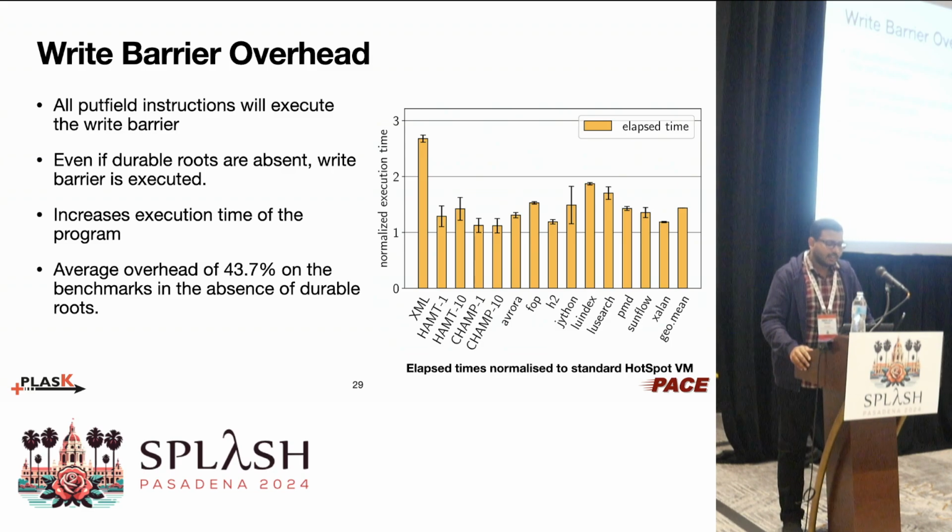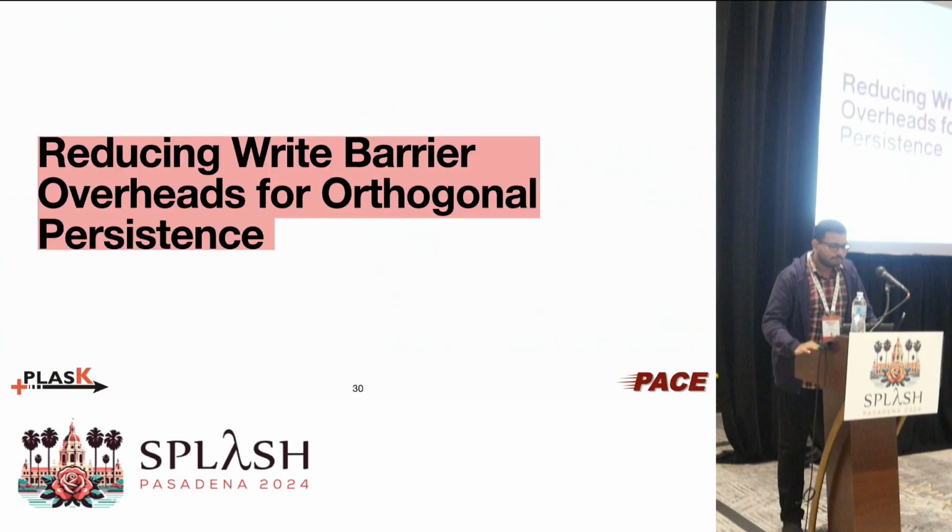On the y-axis, we have the normalized execution time. So the execution time of the writer wait approach is normalized to the standard HotSpot JVM, and we can see that in most of the cases the overhead is too large even when the durable roots are absent, and the overhead is close to 43.7%.